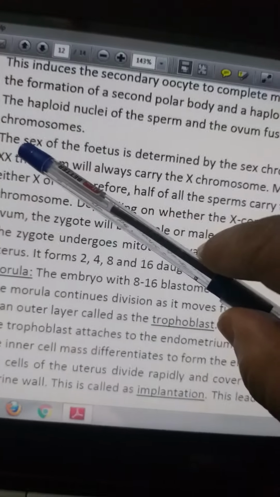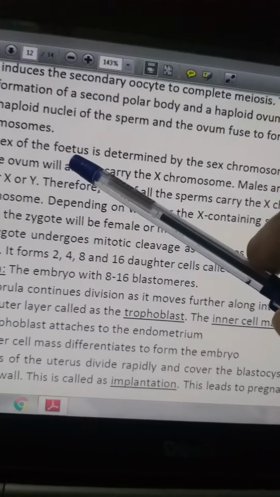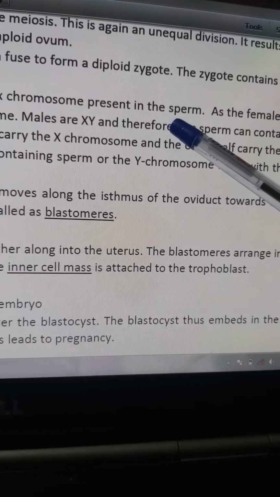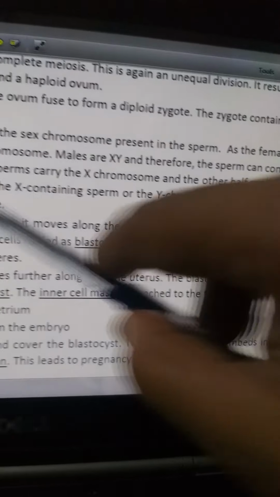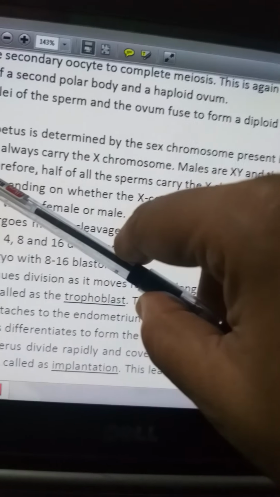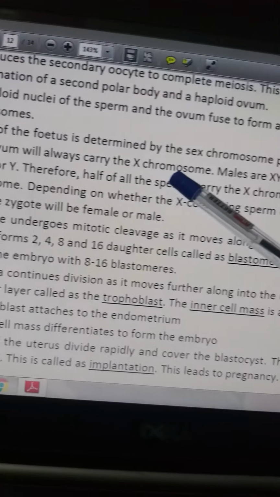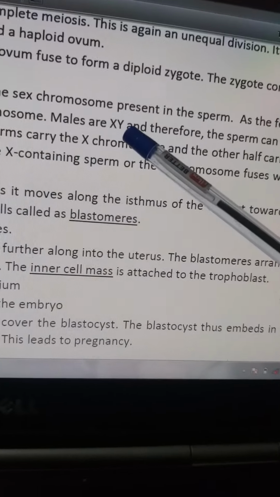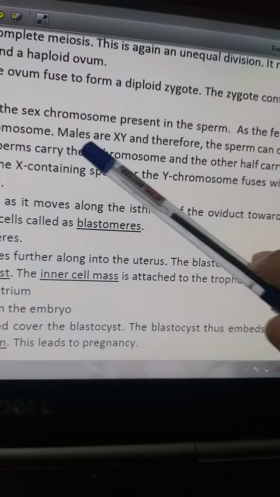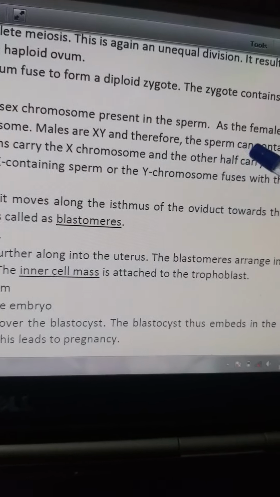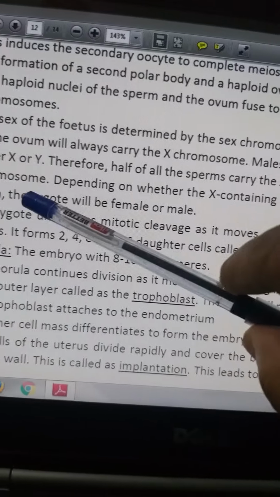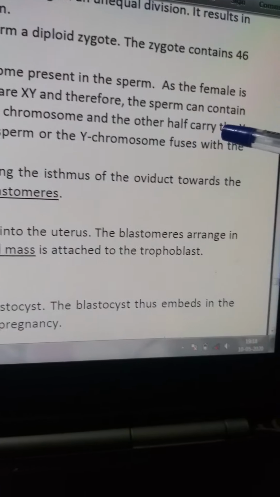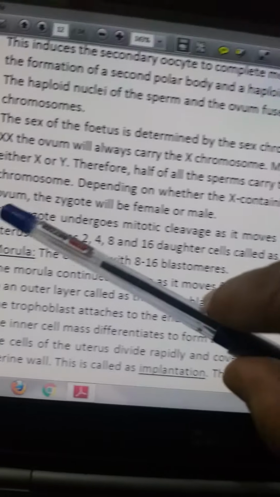Now you see here the sex of the fetus, whether it would be a male or a female, is present in the sperm cells. The female, XX, the ovum will carry an X chromosome because both are the same. Homozygous. And here it is heterozygous. Heterozygous means two different, and the male has an X and Y, and therefore it contains either an X or a Y chromosome. Therefore half of all the sperm cells carry the X chromosome and the other half carry the Y chromosome.